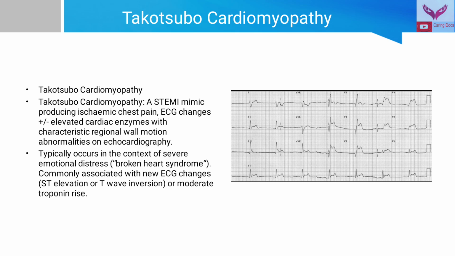Patients with Takotsubo cardiomyopathy, we see an ST elevation MI mimic producing ischemic chest pain. ECG changes can be seen. There may or may not be elevated cardiac enzymes, with characteristic regional wall motion abnormalities on echocardiography. In the ECG, we may see ST elevation or T wave inversion, and these patients may have a moderate troponin rise.